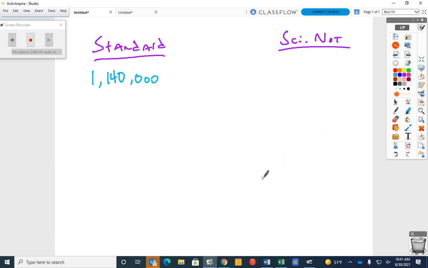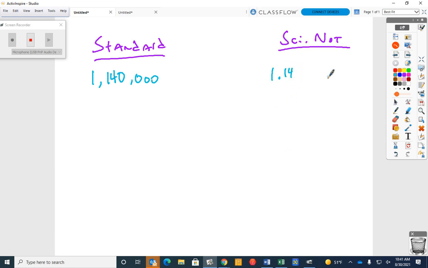What's the first non-zero I see? 1. And I'm going to put a decimal after it, right? Now, what are the rest of the non-zero numbers? 1, 4. Do you guys see where that came from?